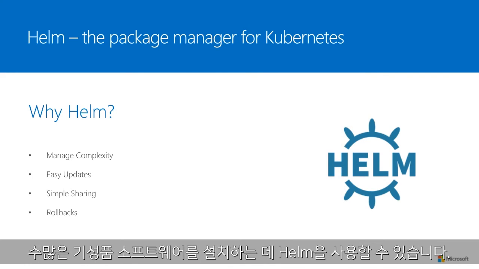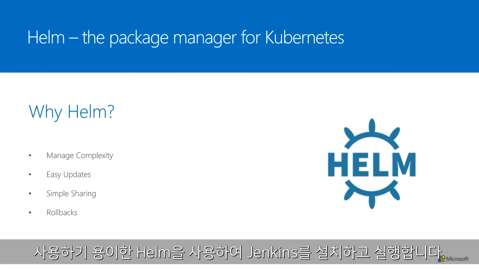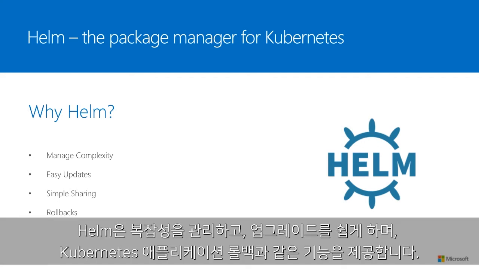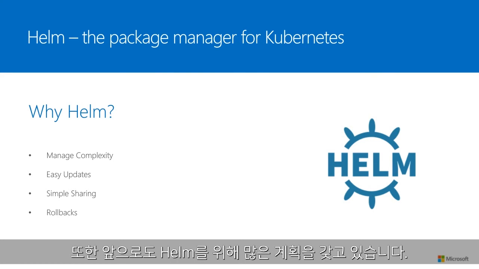So you can take Helm and use it to install a whole ton of off-the-shelf software. In fact, by a recent count, there's 109 different pieces of off-the-shelf software that's marked as stable and readily available for you to install into an AKS cluster using Helm. Just a simple helm install stable/jenkins, and Jenkins is up and running. Now, Helm helps you manage complexity, allows for easily upgrading your Kubernetes applications, rollbacks, things like that. So we're very excited at what Helm's been able to achieve in terms of making Kubernetes easier to use, and we also have a lot planned for this in the future.